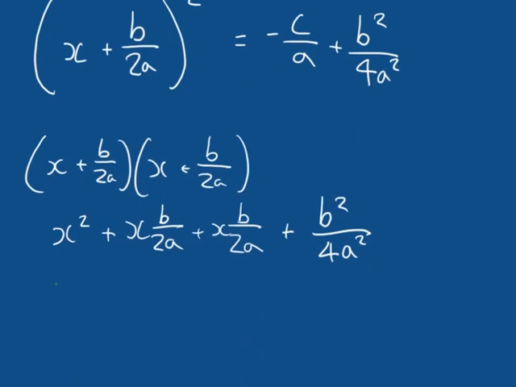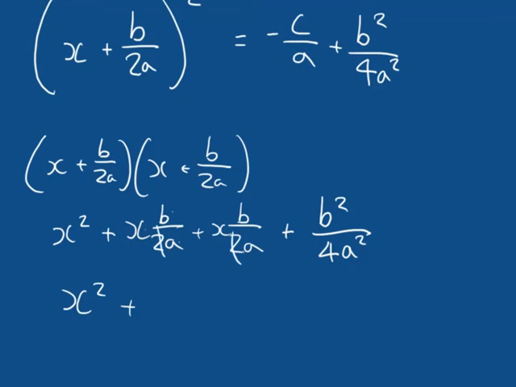So that's going to become x squared plus, and here I'm going to notice we have two of these. So if we're taking x times b over 2a and we're adding two of them, well, imagine this is like having x times b over a and then dividing it again by 2. Well, notice we're taking two of them.